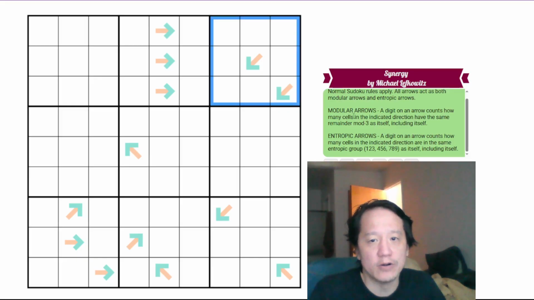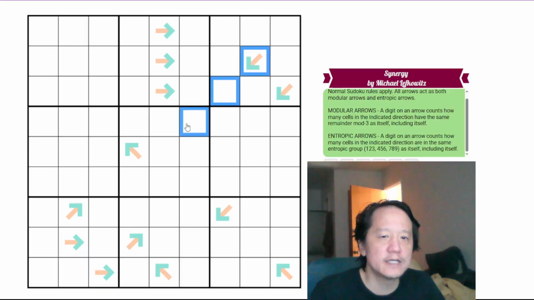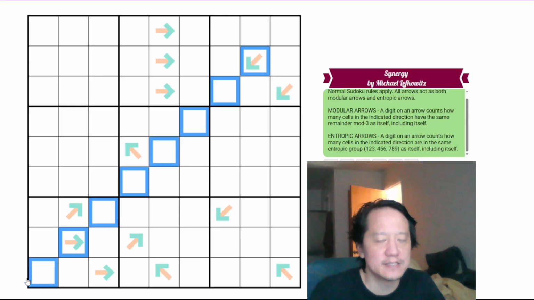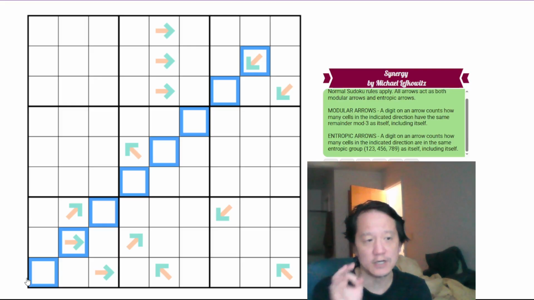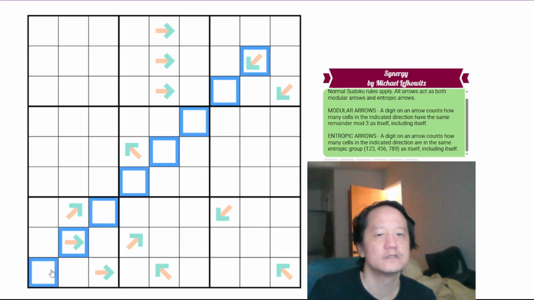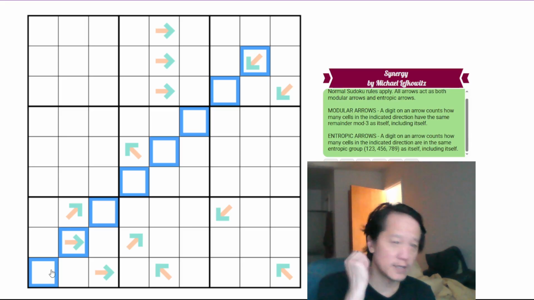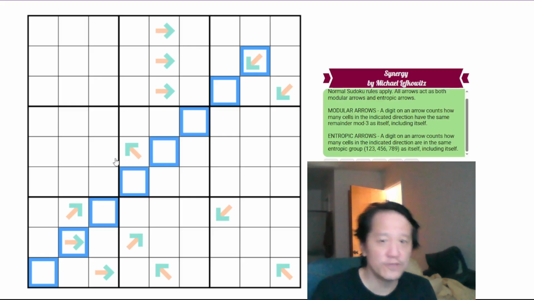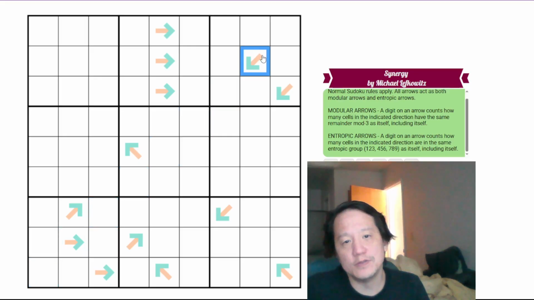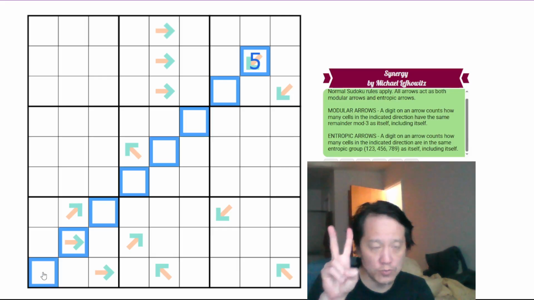A modular arrow, a digit on an arrow, counts how many cells in the indicated direction have the same remainder mod 3 as itself, including its own cell. So that means this cell counts how many of these 8 digits have the same remainder, mod 3, as itself. So for example, this could be 5 if 5 of these digits would have the remainder 2 mod 3.